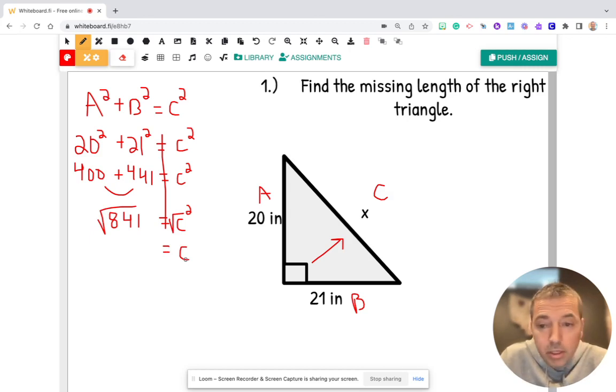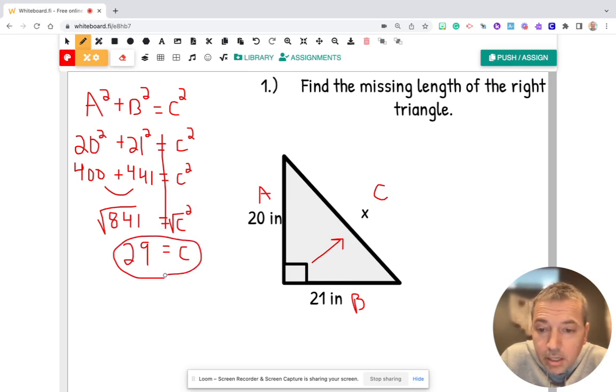And what number times itself makes 841? Well, you probably have to use a calculator. But if you use a calculator, you're going to find out that 29 times 29 makes 841. So the missing side is 29 inches.